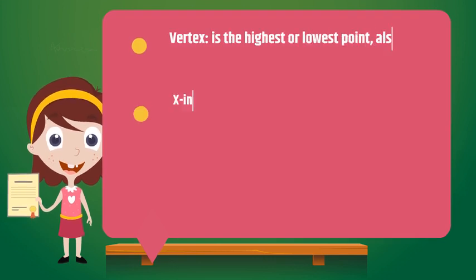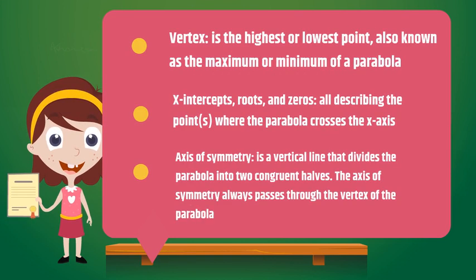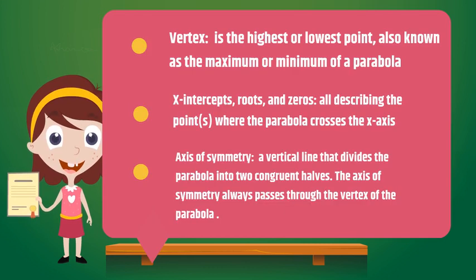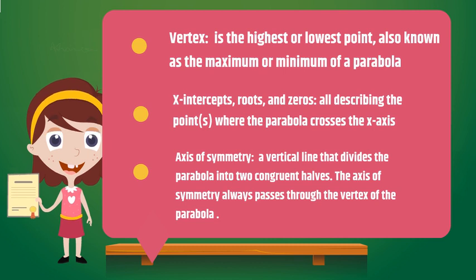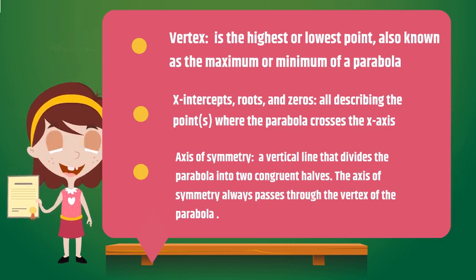So to wrap it all up, we discussed the vertex, which is the part of the parabola that's highest or lowest, known as the maximum or minimum, or change in direction of the parabola. Then we have the x-intercepts, roots, and zeros, which all describe the point where the parabola crosses the x-axis. And lastly, we have the axis of symmetry, which is the vertical line that cuts the parabola into two congruent halves, and it also goes through the vertex.